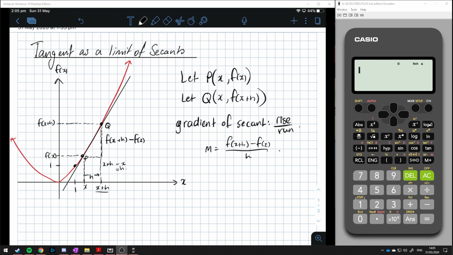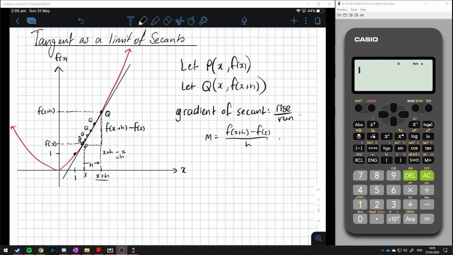But to find a derivative, we need the gradient of a tangent. So let's just say we slowly start moving this Q closer and closer to the point P. As we approach a difference, this h value here starts getting closer and closer to the x. So as h approaches 0, the difference between x and x plus h gets closer and closer to 0.